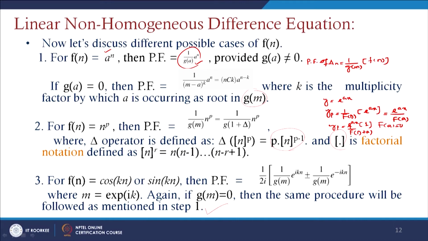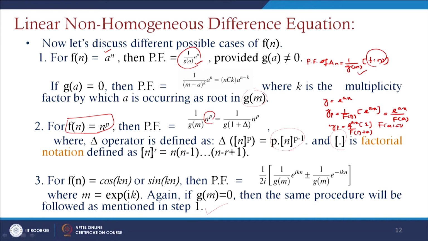So, if you take the geometric expansion of this function, which involves this power function, and whose denominator part takes the value 0, then we can write this particular function as nCk a to the power n minus 1. And similarly, the next case is whenever we have a function in the form f n equals n to the power p. If we put f n equal to n to the power p, then this particular function can be written as 1 by g of m operated on the f n function, that is n to the power p. Here p is any arbitrary constant.